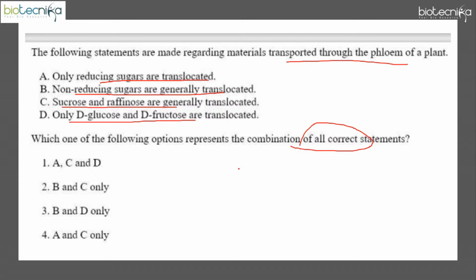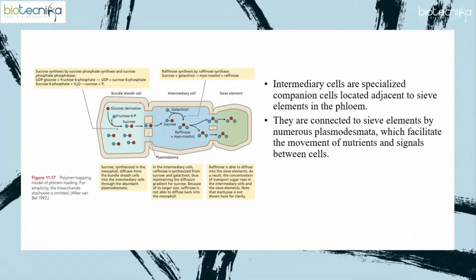Okay. So the correct combination over here, as mentioned by the majority of you, is B and C. So that means non-reducing sugars are generally translocated through the phloem. So we have examples like sucrose and raffinose. So basically, we have got three cells, and this model is known as the polymer trapping model of phloem loading. So what does it indicate? We have the bundle sheath cell, we have the intermediary cell, and we have sieve elements.